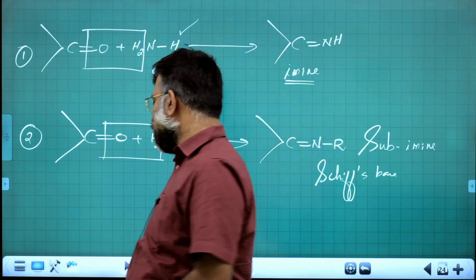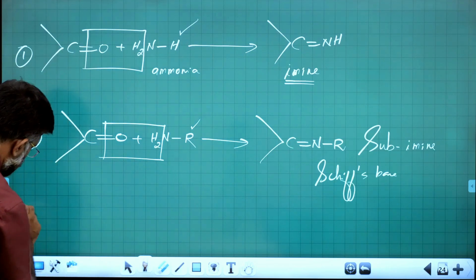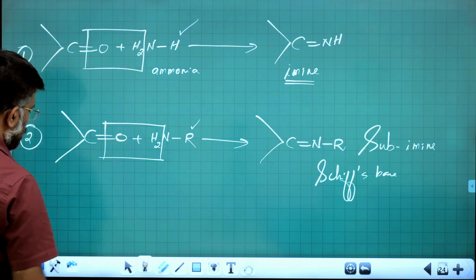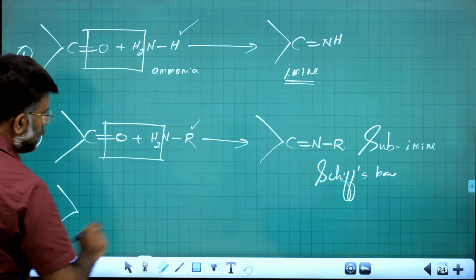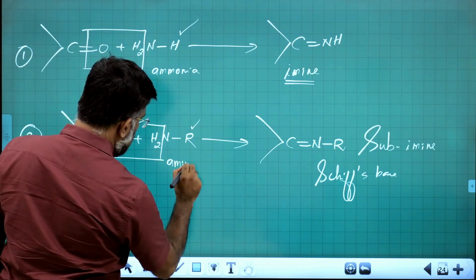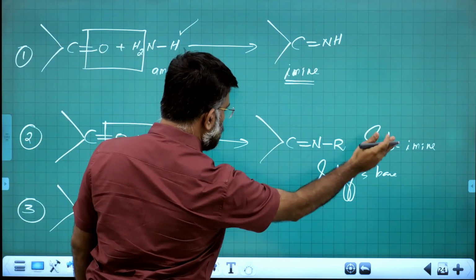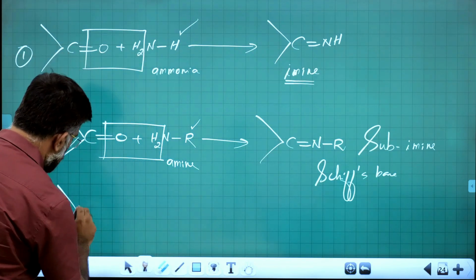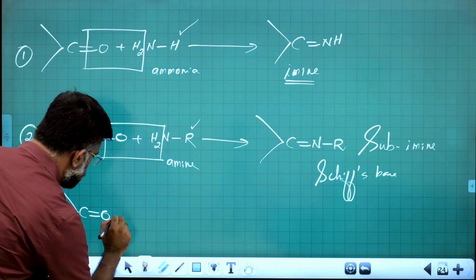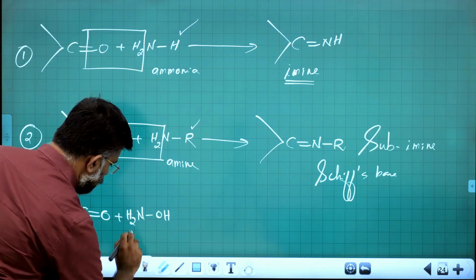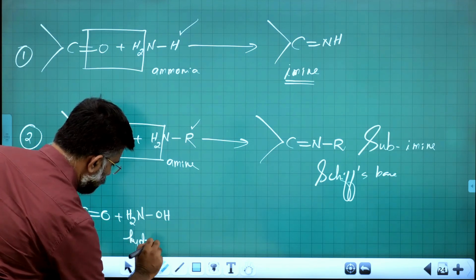Okay, now the third one. With ammonia you get imine, with amine you get the substituted imine, that is Schiff's base. The third one is hydroxylamine. This is called hydroxylamine.